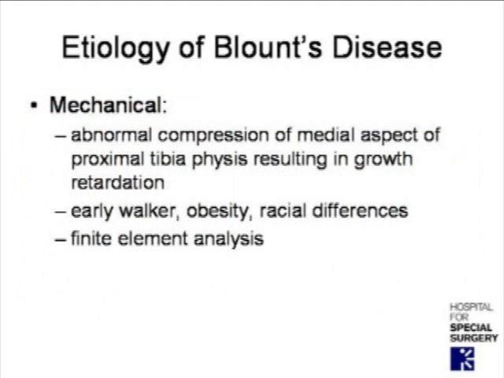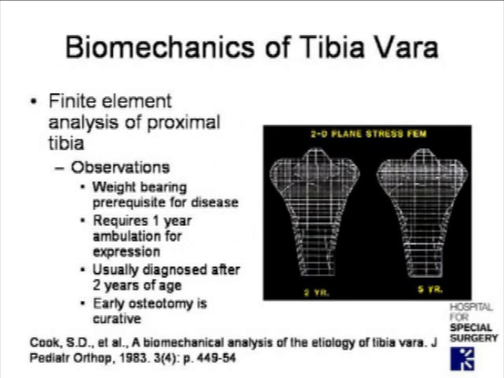Our understanding of the etiology is that it's basically on a mechanical basis. Abnormal compression in the medial aspect of the proximal tibial physis results in growth retardation. There are certain common observations that many people have made, including the fact that these kids tend to walk earlier, they tend to be obese, and there's significant racial variation. Our understanding has been broadened greatly by some of the finite element analysis that Steve Burke and others did about 20 years ago. I want to refer to that article first by Steve Cook and Steve Burke and others.